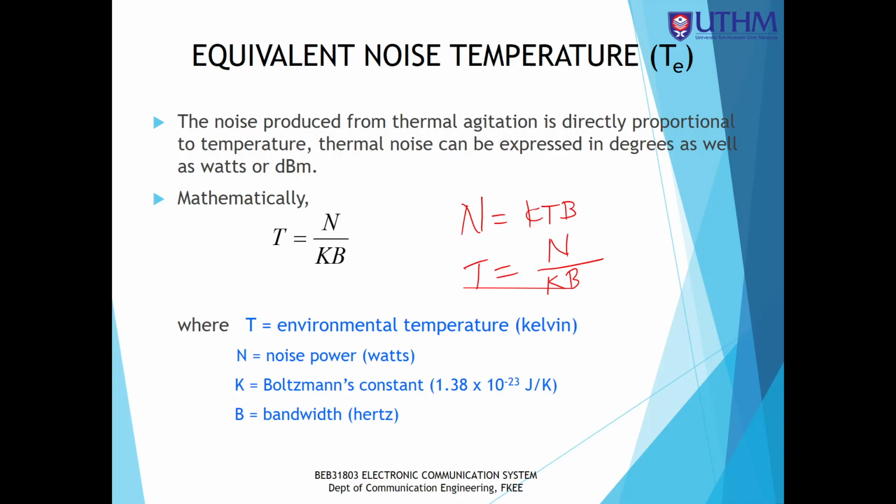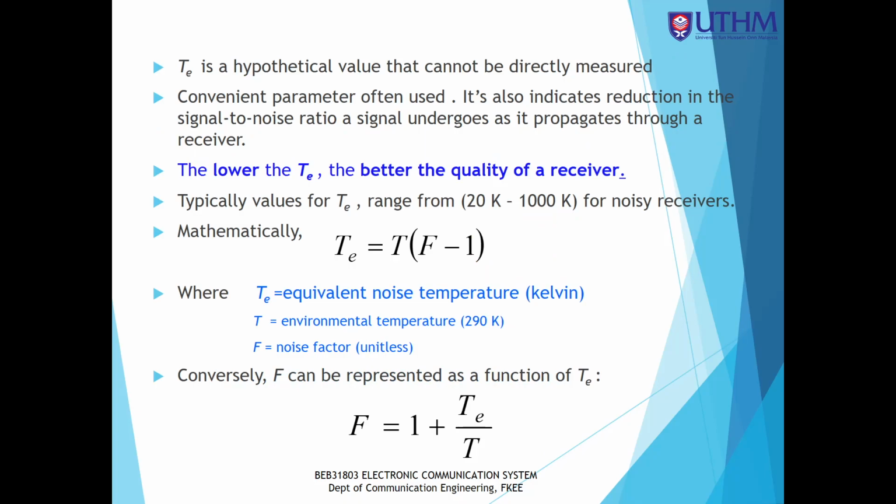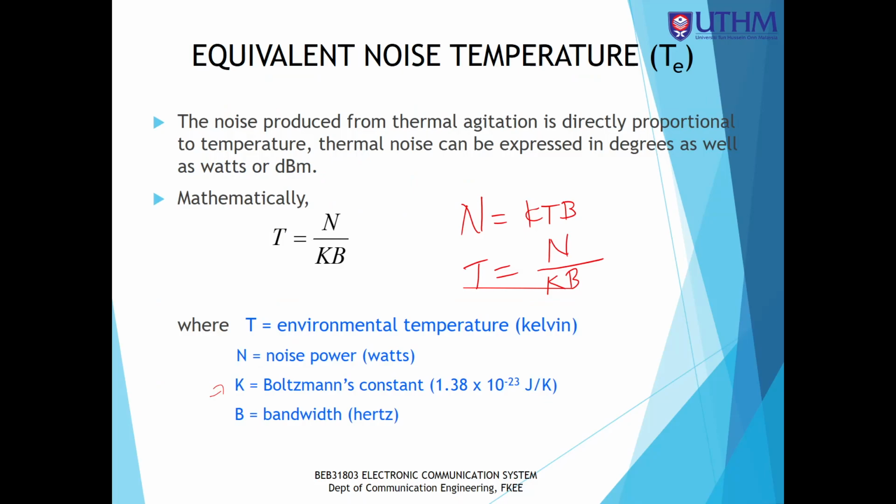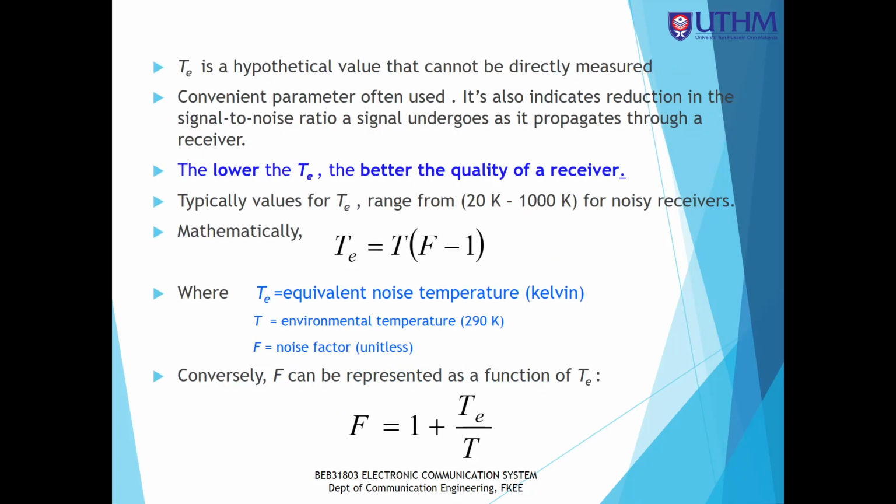Okay. So biasanya K ini adalah dia adalah biasanya dalam huruf kecil lah biasanya. Okay. So KB, Boltzmann constant multiplied with the bandwidth. Okay. So now the value of TE and noise temperature. Okay, equivalent noise temperature. So TE is equal to environmental temperature multiplied with noise factor -1.